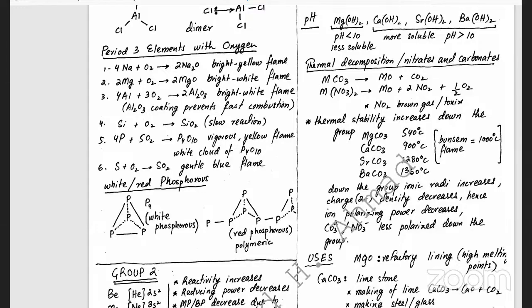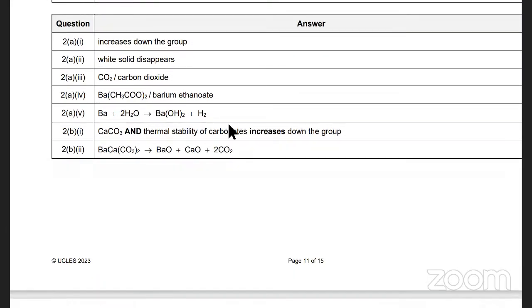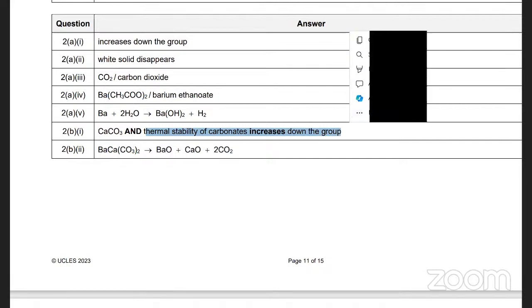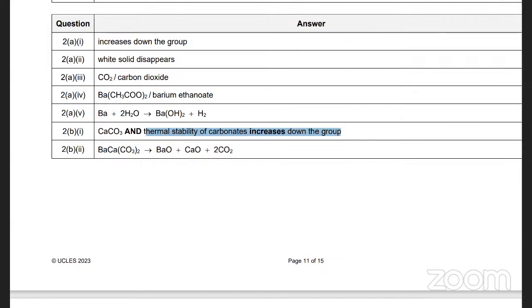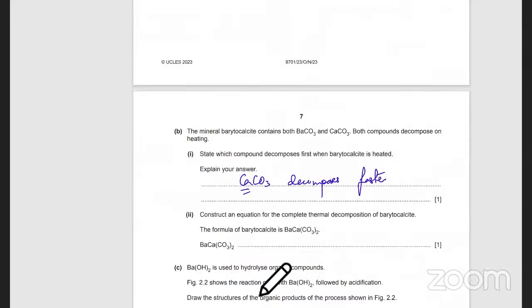But let me check whether the mark scheme gives this or not, because that explanation is A2 level. They were just looking for the thermal stability increases down the group. That's it. No further explanation needed at this point. Okay, clear? Yes. Just remember that this explanation is for A2, not for AS yet. Okay.